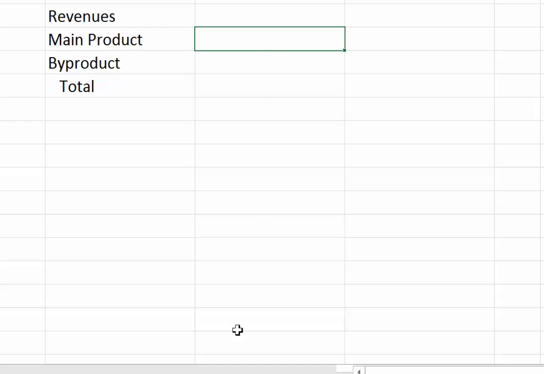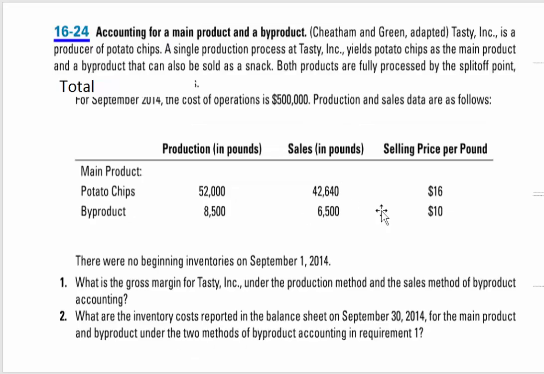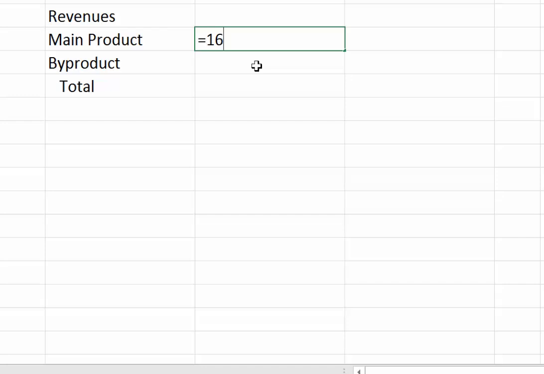So for this one, we are going to multiply this $16 by your total sales. Be careful, it's not production total sales. So we're going to multiply 16 by 42,640. Okay, so that's the first step. We'll multiply $16 by 42,640.